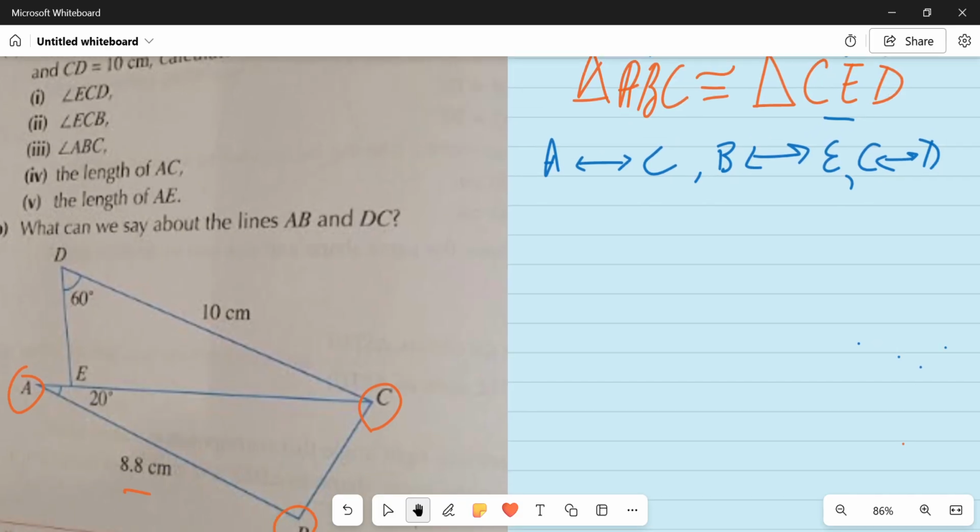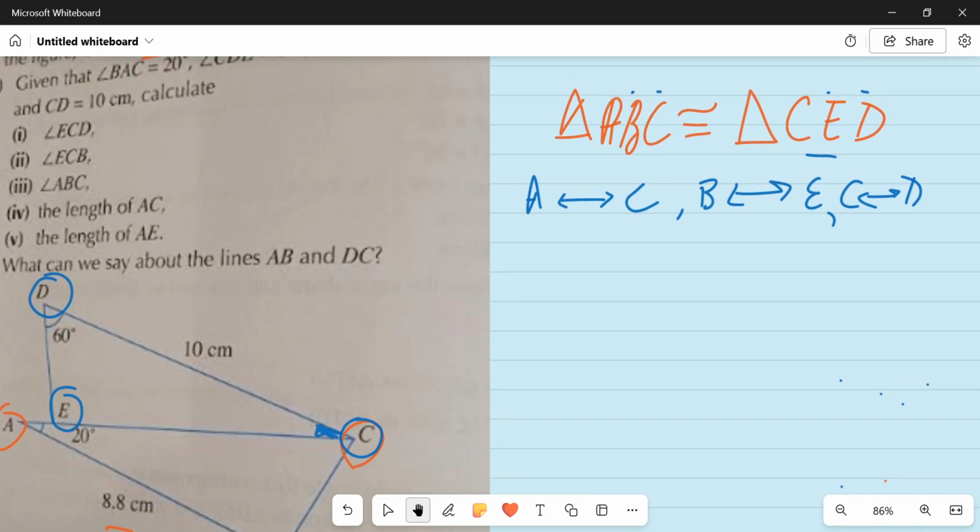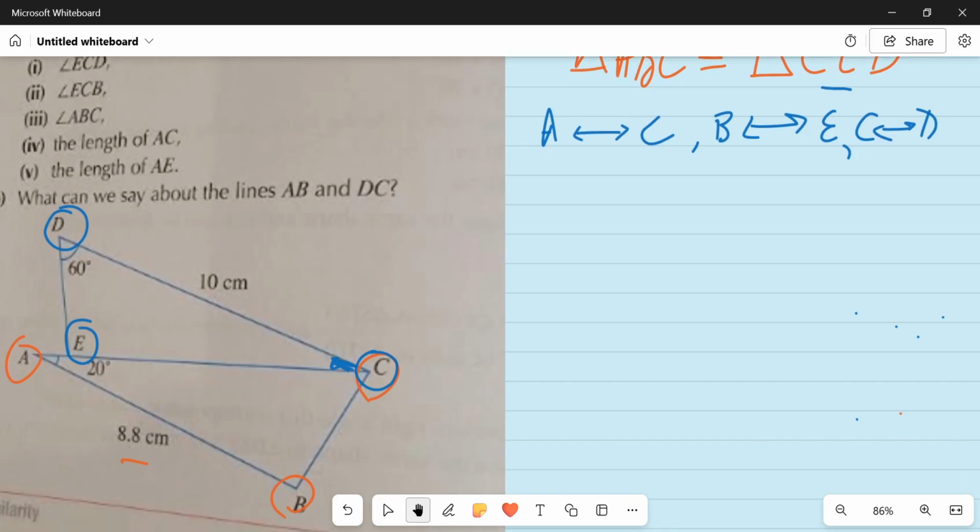Basically, they are asking about this angle, right? When we check the name, it says ECD, which corresponds to BAC. So what is BAC here? See, students, it is 20 degrees. So the measurement of this angle is 20 degrees, right? Now we have found the first one.